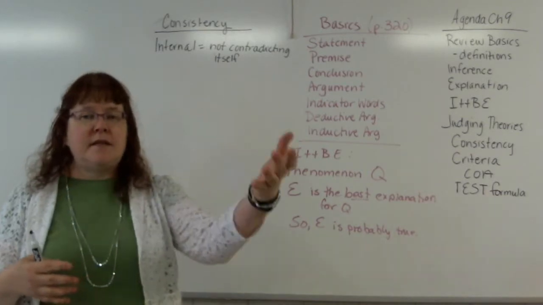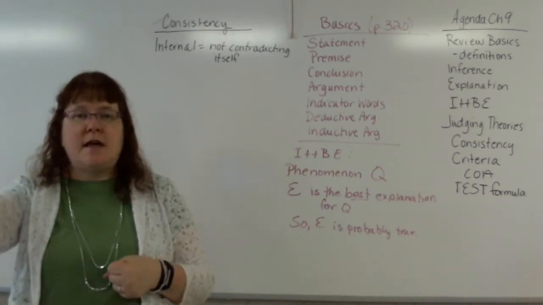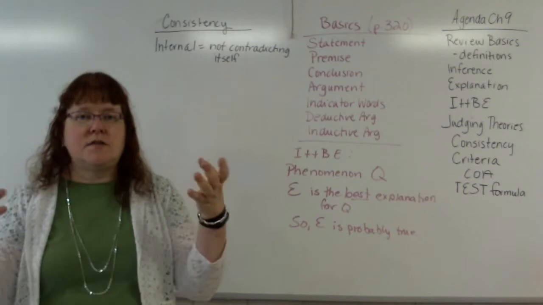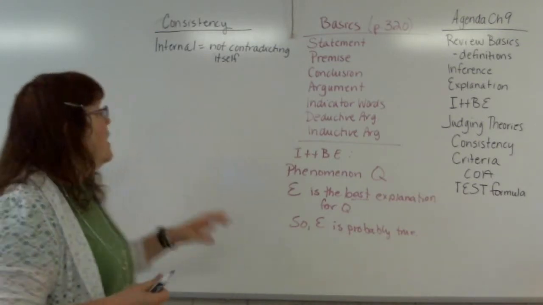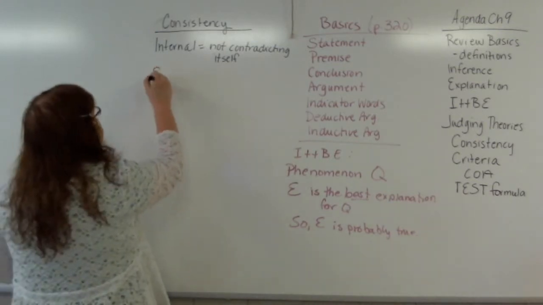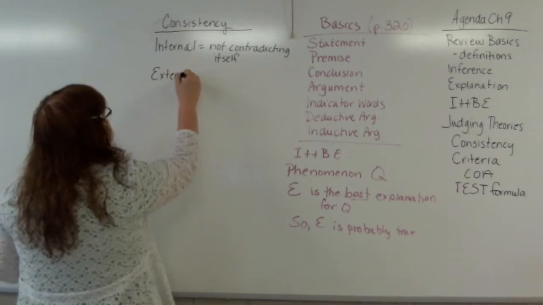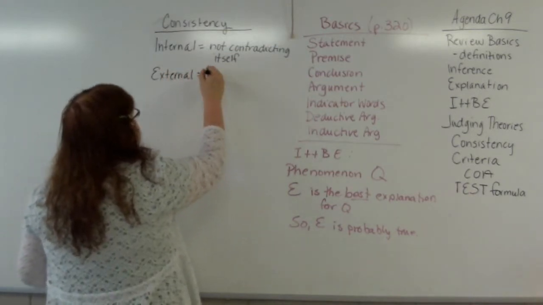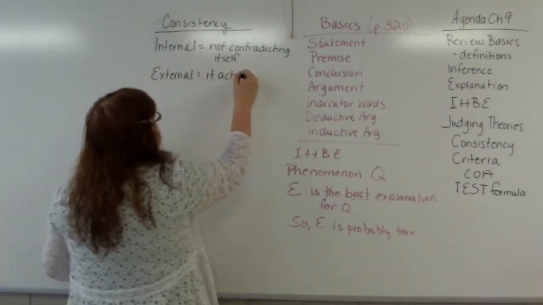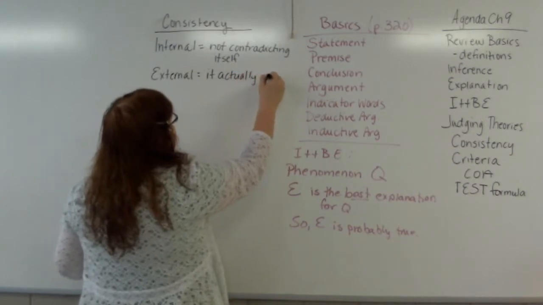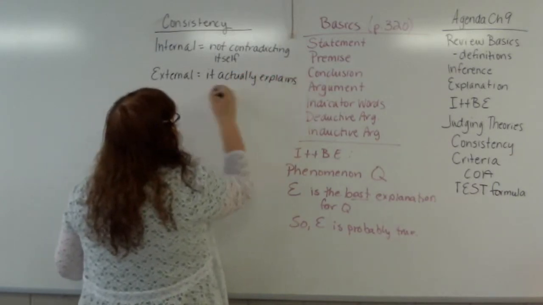If my theory is internally consistent, that means it doesn't contradict itself. It doesn't say on Monday that X is true, but on Tuesday X is false. X is true all the time. The other way, easy enough, is external. This means it actually explains the data it's supposed to explain.